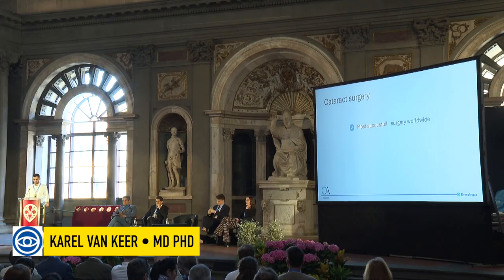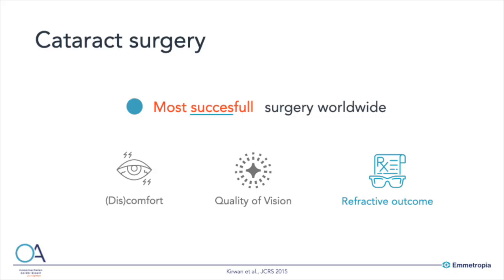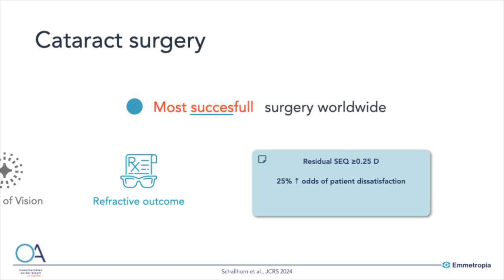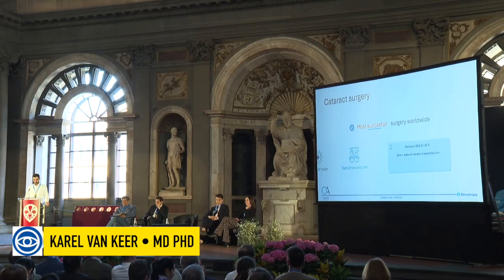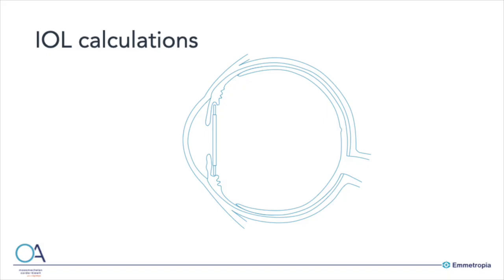But if we ask patients what is success, there are three things which are very important to them. That's the absence of discomfort, quality of vision, and refractive outcome. And refractive outcome is indeed very important. If we look at this study from Schallhorn, a residual spherical equivalent of just 0.25 diopters increases the odds of dissatisfaction by 25%. And that, of course, brings us to IOL calculations, where we want to predict the ideal power of the lens we want to implant.